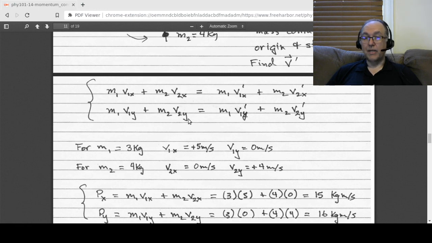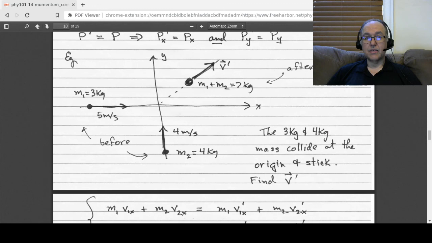Okay, so now it's a matter of identifying these components. In this particular problem, identifying the components is easy, because my next problem will be more difficult. But here it's easy, because you see that 5 meters per second is purely in the x direction. So this 5 meters per second has an x component and no y component. Over here, this 4 meters per second has a y component but no x component. Whereas this final v of the combined mass has both an x and a y.